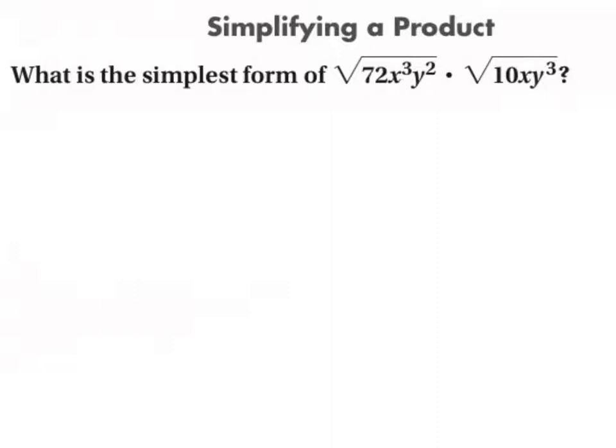Now we're talking about multiplying radicals, and we looked at this in the previous section. Multiplying means we're going to multiply as long as they have the same index, and they do. They're both square roots, so they're both the 2. Then we're going to multiply the items underneath together. So in this case, we will take 72 times 10, which is 720.